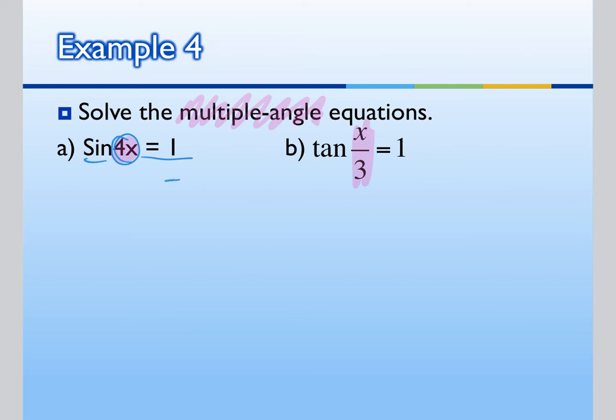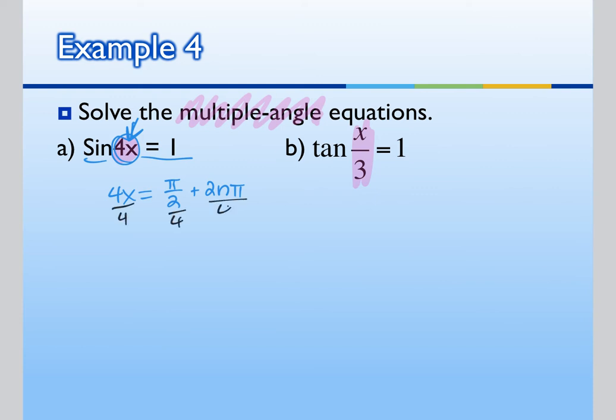Pi over 2. And normally I would say x equals pi over 2 plus 2n pi, and that would be my answer, right? That's if this said x, but it doesn't. It says 4x. So I set 4x equal to pi over 2 plus 2n pi, and now I solve for x by doing what? Divide everything by 4.